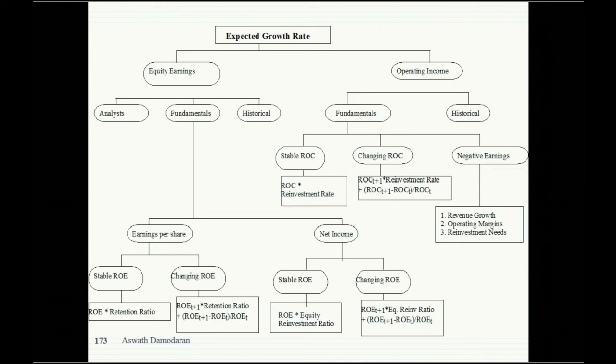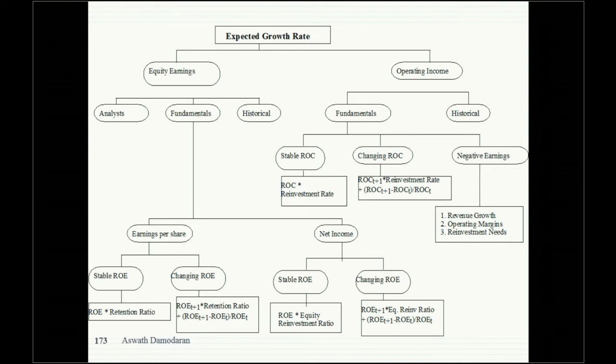If it's earnings per share with stable return on equity, you're going to do the retention ratio times return on equity. If it's a changing return on equity, you have the efficiency component. If you do net income with stable return on equity, all you do is replace retention ratio with the equity reinvestment rate. Reminder again, all that's different is an equity reinvestment rate is not capped at 100% and floored at 0. It can be more than 100 or less than 0. And the same thing with operating income. If you have negative earnings, 3-step process: revenue growth, target margin, sales to invested capital.